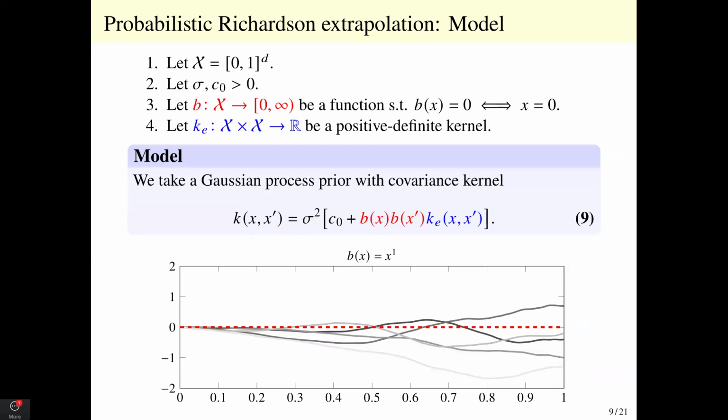And how we're going to do it is like this. I'm always going to work on the unit cube because that's the easiest. So now we're in dimension D, which means that you can have multiple different discretization parameters. You can have time discretization, spatial discretization, let's say along different axes and so on. And we take a function B, which is positive and zero only at the origin. So this function B is going to model how fast we think the numerical method converges. And then we take some covariance kernel, KE, which is modeling how nicely this convergence happens, in the sense of how smooth the approximation process is as a function of the discretization parameter.